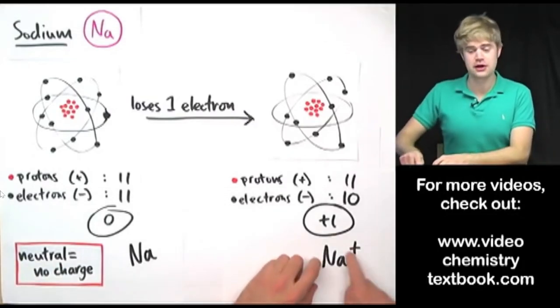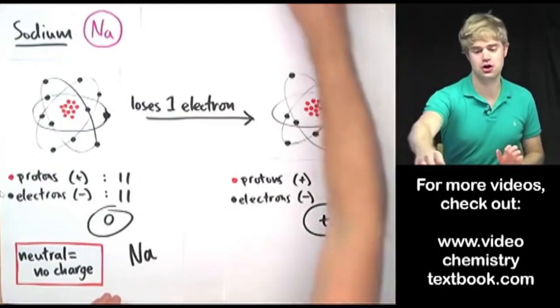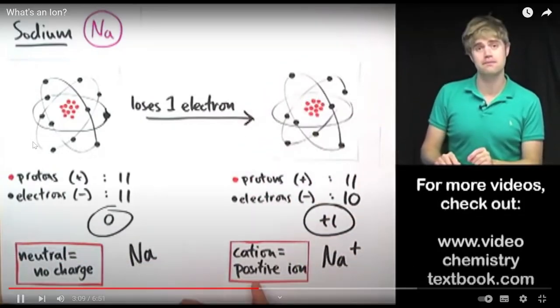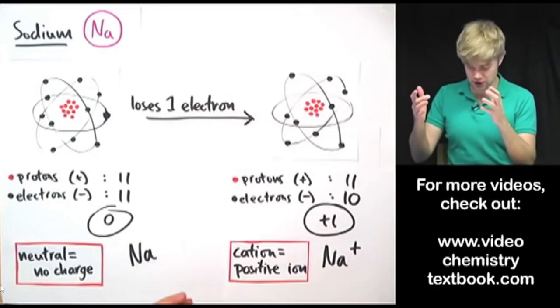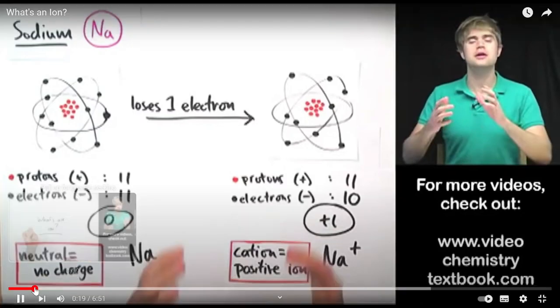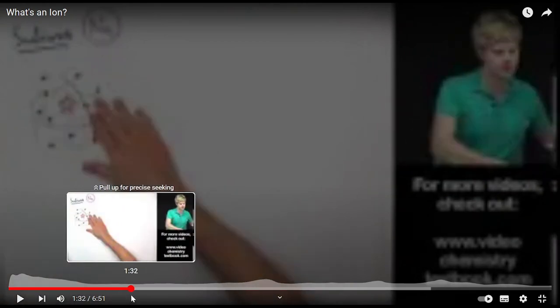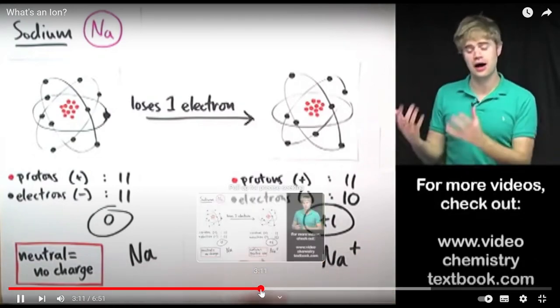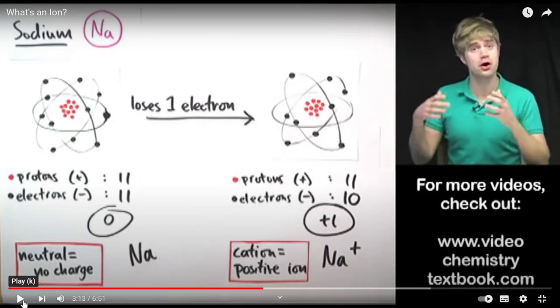So Na+ here is an example of an ion. It's an atom that has a charge, and it's a specific type of atom. We have a name for this. We call any ion that has a positive charge a cation. Okay, so the name of a positive ion is a cation, not a dog ion, but a cat ion.